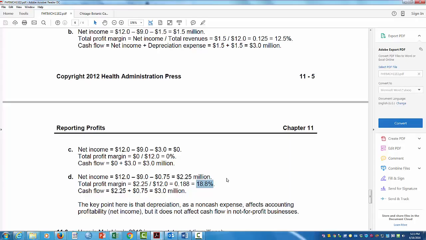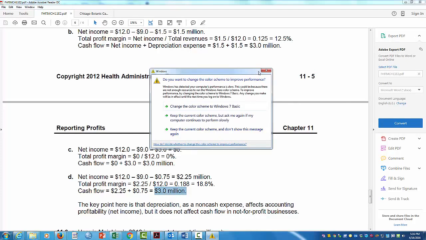And then finally, it will have no impact on the cash flows in the sense that our net income increased from 1.5 to 2.25 million. We decreased the depreciation from 1.5 to 0.75 million, so the total cash flows remain the same at 3.0 million.